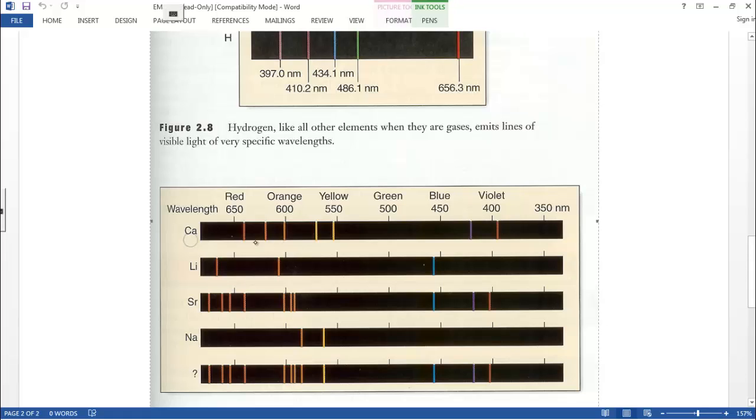So here's calcium, different colors, lithium, strontium, sodium, and then on your own, why don't you take a look at this last one? It's a combination of two of the elements above. And by matching the colors, you should be able to figure out which two elements produce this spectrum down here.